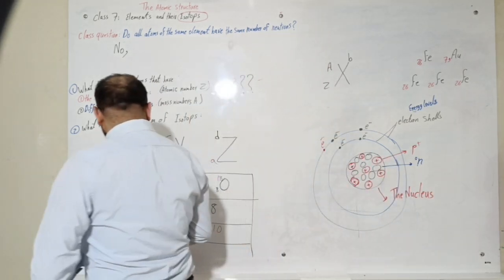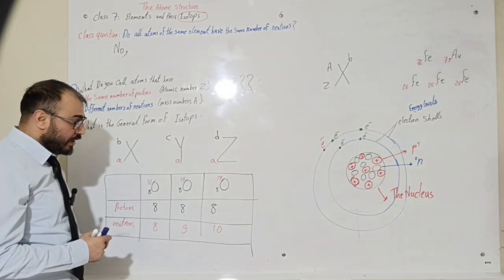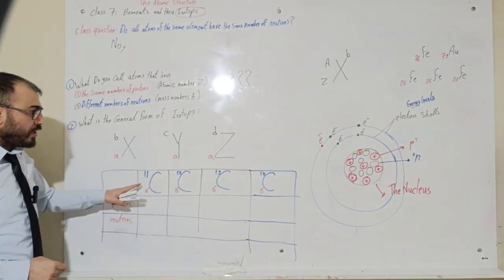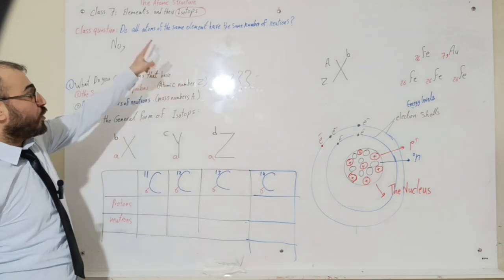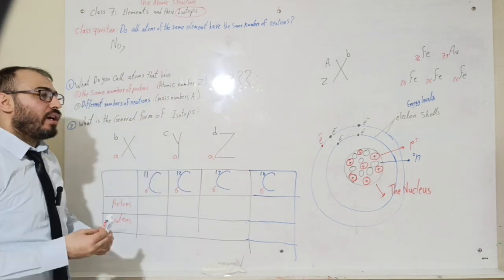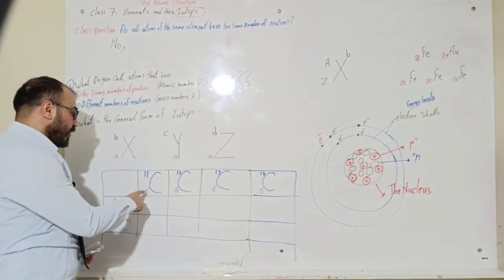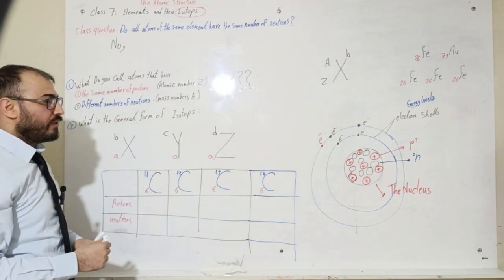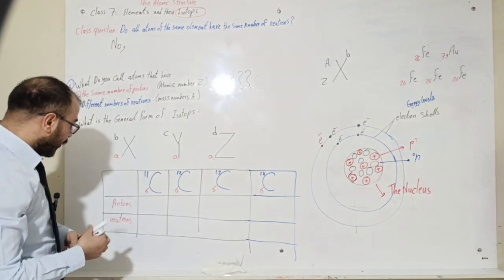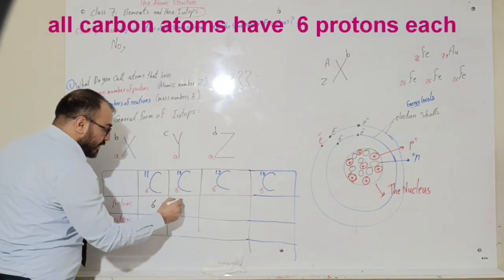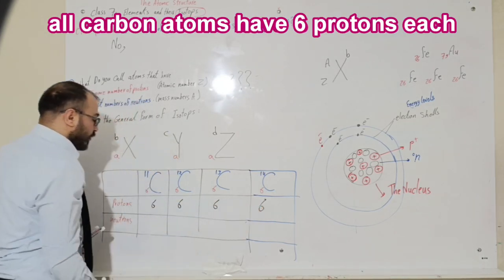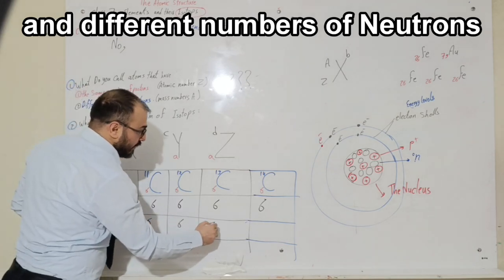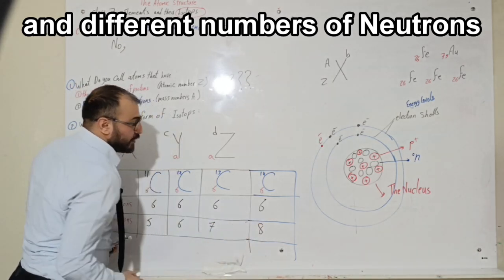Another example, my friends, I can give you now is carbon. And as you see here, we have 4 isotopes of carbon. And why do we call them isotopes? Because they have the same number of protons, the atomic number, and different numbers of neutrons or mass number. Here we have 6, 6, 6, 6 protons, and we have here 5, 6, 7, and 8 neutrons.